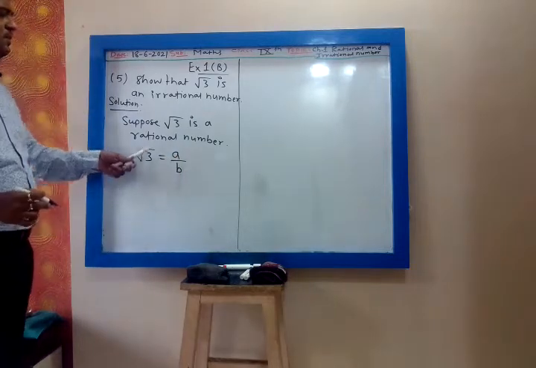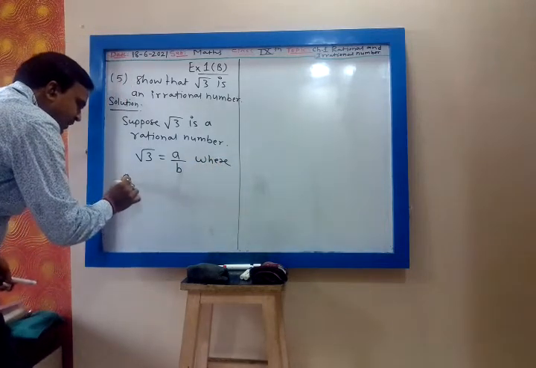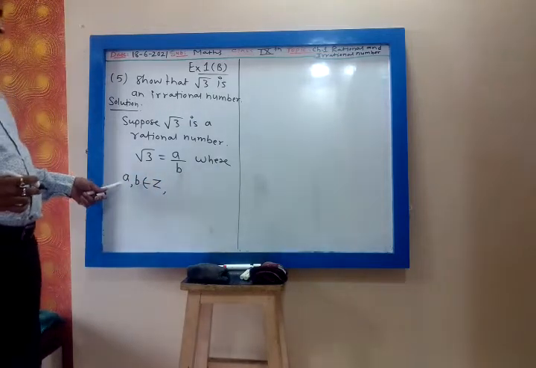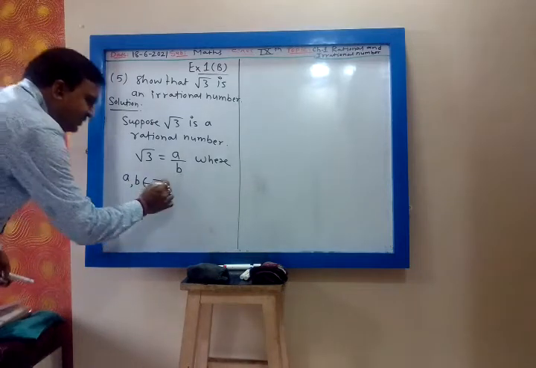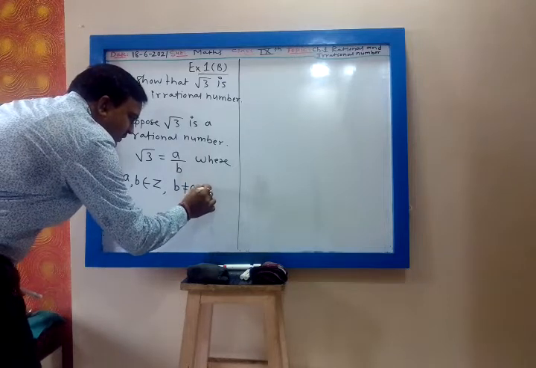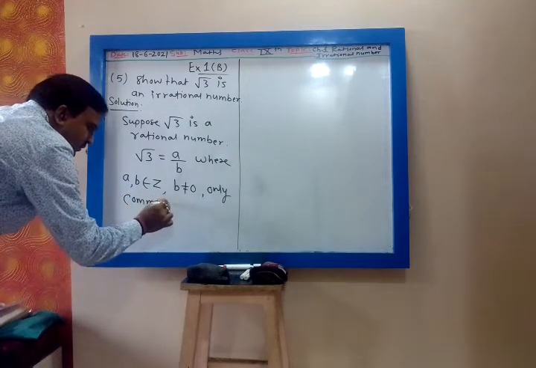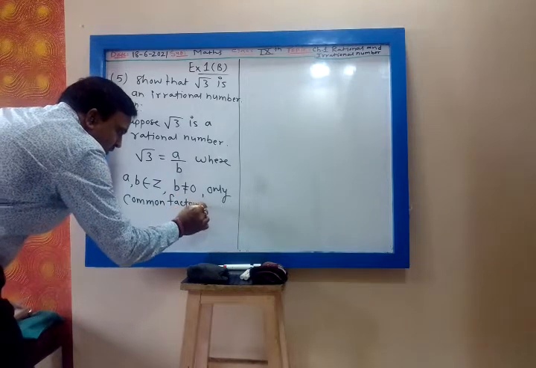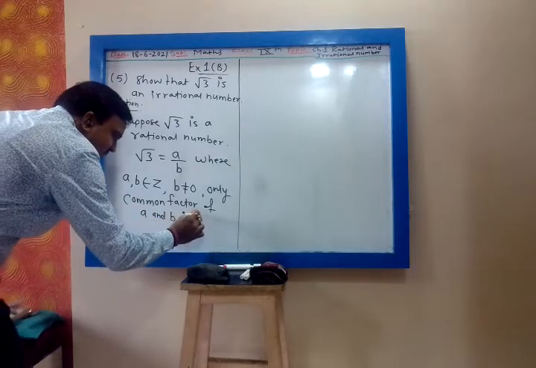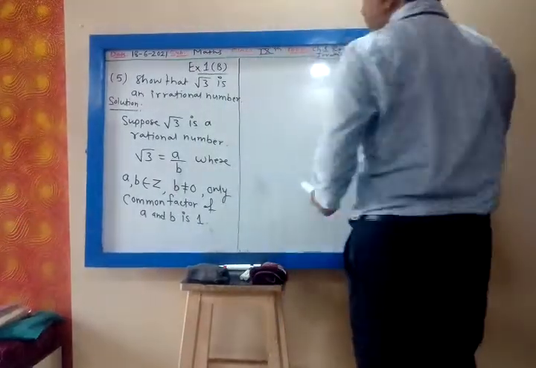Any rational number is of the form a by b, where a, b belong to Z. Z is the set of integers. So a is an integer, b is an integer. Second condition, b is non-zero. And the third condition is the only common factor of a and b is 1, which means their HCF or GCD is 1. So this is the condition. Suppose root 3 is a rational number.